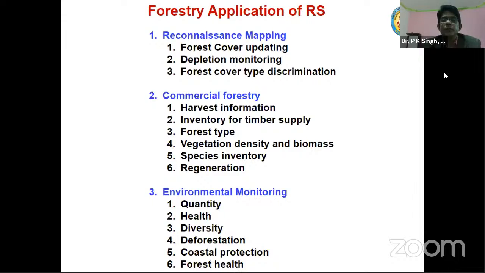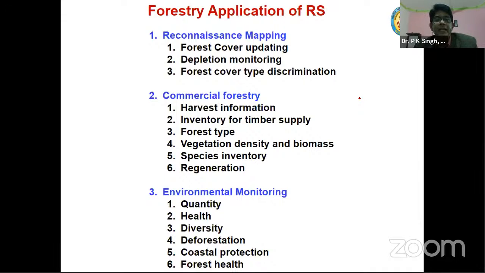Then coming to forestry, applications of remote sensing can be classified into three groups. One is reconnaissance mapping. Reconnaissance mapping means how it looks from time to time. That is forest cover updating. Suppose this year, this is the forest area. Next year, how it is increasing or depleting. Then depletion monitoring. Most of the time, unfortunately, depletion is more. But nowadays, with the efforts of different agencies, different people from your side, the forest is increasing also. So that type of recording and monitoring is to be done. That will be under reconnaissance mapping.